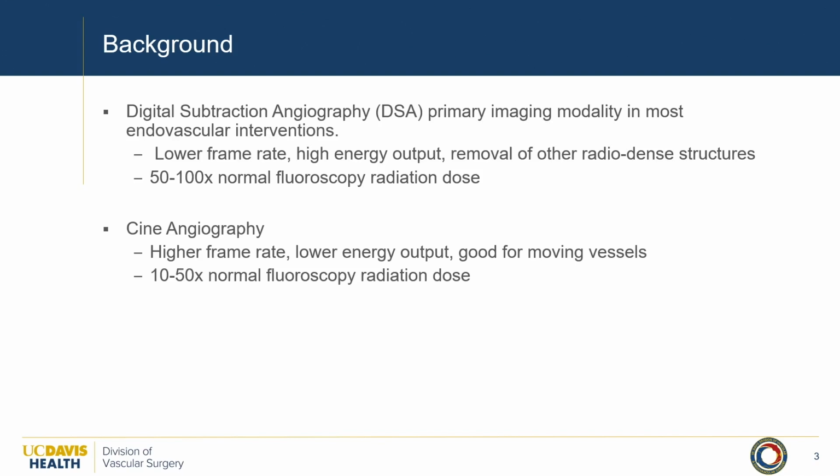On the other hand, Cine angiography is often used in cardiology because it can compensate for some of the motion artifact of the heart, and has a higher frame rate and overall lower energy output. So radiation doses are usually about 10 to 50 times the normal fluoroscopy dose. We elected to try selectively utilizing this alternative mode during the visceral vessel cannulation steps in our fenestrated and branched endovascular repairs.